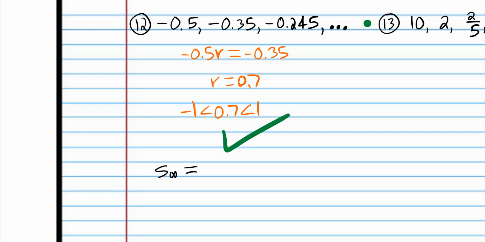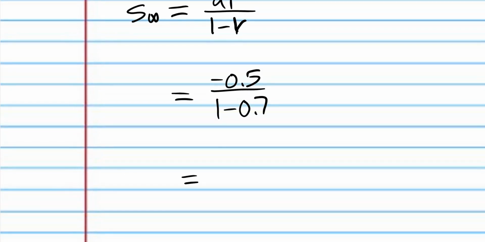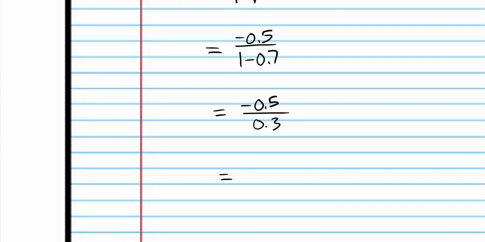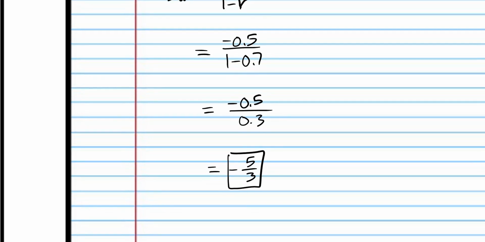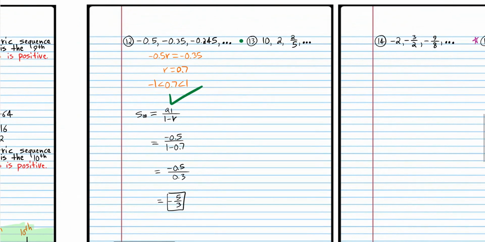So the infinite sum is the first term divided by 1 minus the common ratio. That's our formula. The first term is 0.5, and the common ratio is 0.7. So we have 0.5 over 0.3, and if we multiply both sides of the fraction by 10, we get 5 over 3. That's just one way to simplify. So that is the infinite sum, the sum of all the terms.